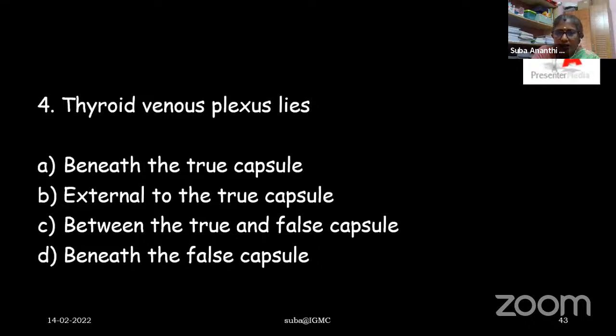The next question is, thyroid venous plexus lies: option A, beneath the true capsule; option B, external to the true capsule; option C, beneath the true and false capsule; and option D, beneath the false capsule.